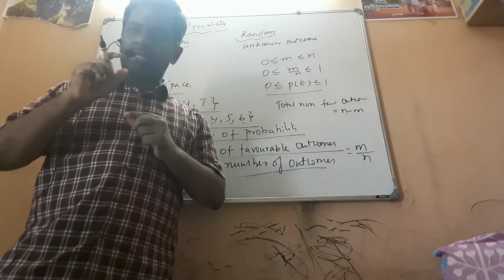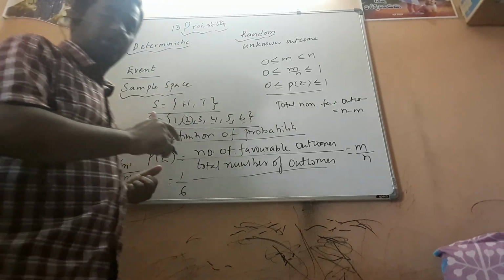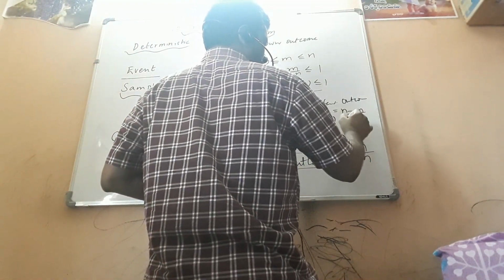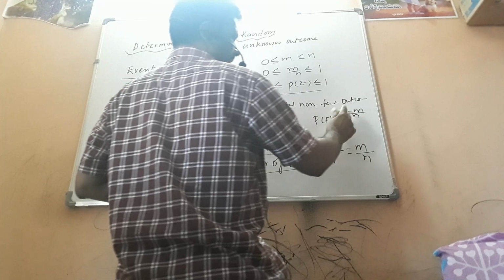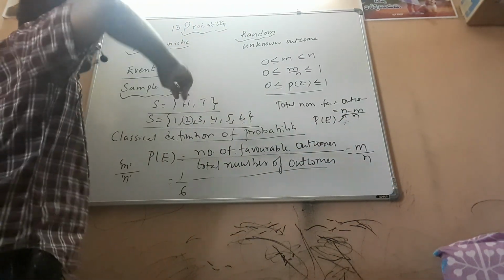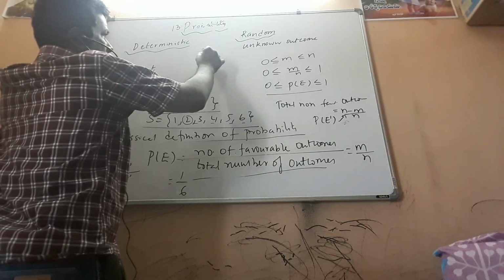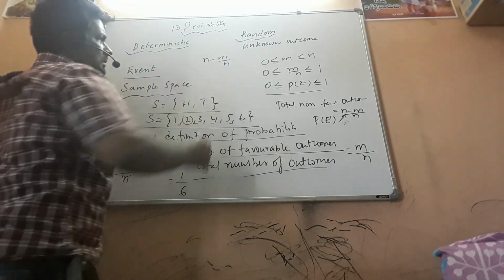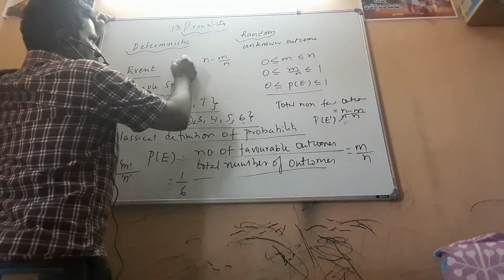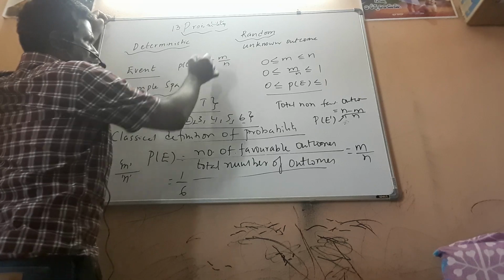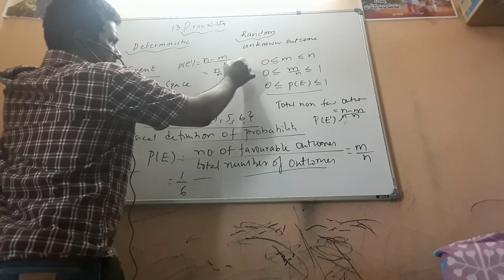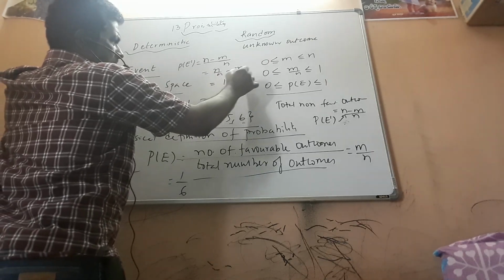Non-favorable, we denote it as P of E complement. So it is N minus M by N. Fine. Now observe carefully. P of E complement is equal to N minus M by N. Dividing by N, it becomes 1 minus M by N.